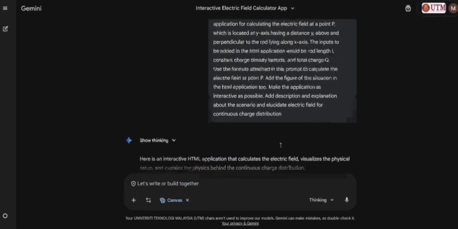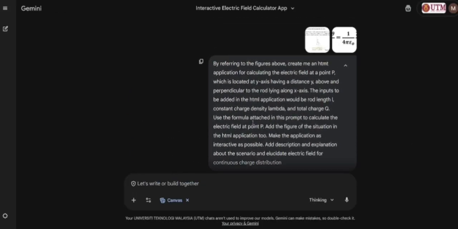So let's look at our prompt here. This sentence instructs to build a web page that models a rod lying along the x-axis and computes the electric field at point P. Our task requires three key parameters. We need the rod length L, the total charge Q, and crucially the constant charge density lambda. The UI should expose these three parameters, that is L, lambda, and Q. So these inputs define our entire system.